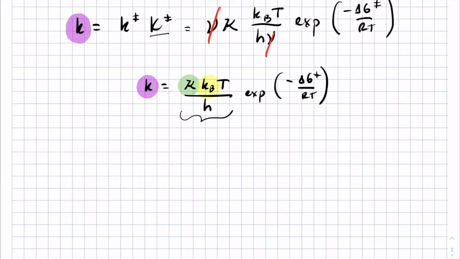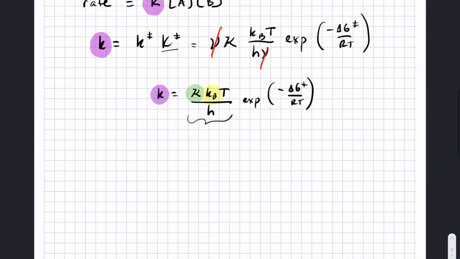So you can rearrange this to find an expression for delta G double dagger over the transition state. And this can be used even for multi-step reactions. This can be used for each individual step.